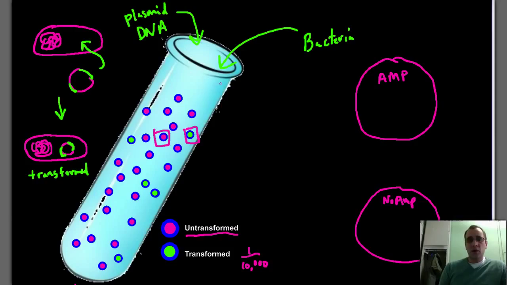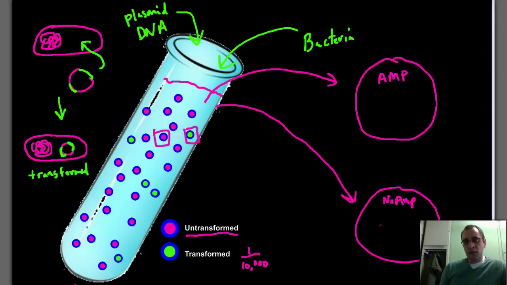Okay, so what we did was we took our solution here that contains these, and we plated some of this. We put some on that plate and we put some on this plate. If there was no ampicillin in the medium, then all bacteria, transformed and untransformed, could grow here. And so we see what they generally call a lawn of growth. So it's just bacteria everywhere, because there's no ampicillin, nothing to kill them.